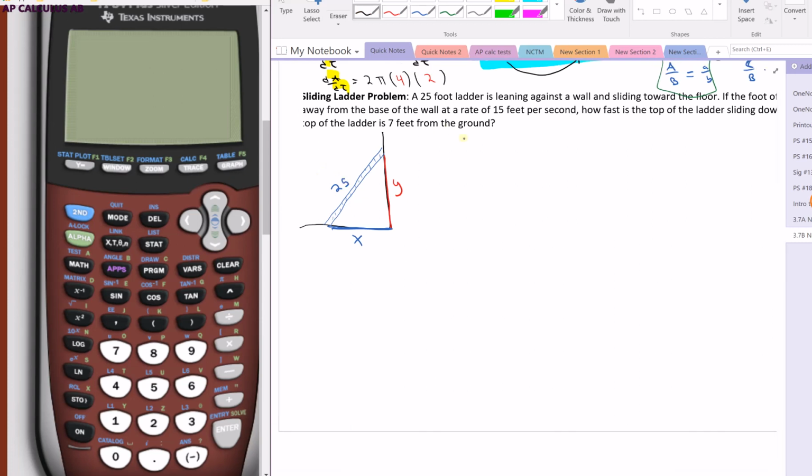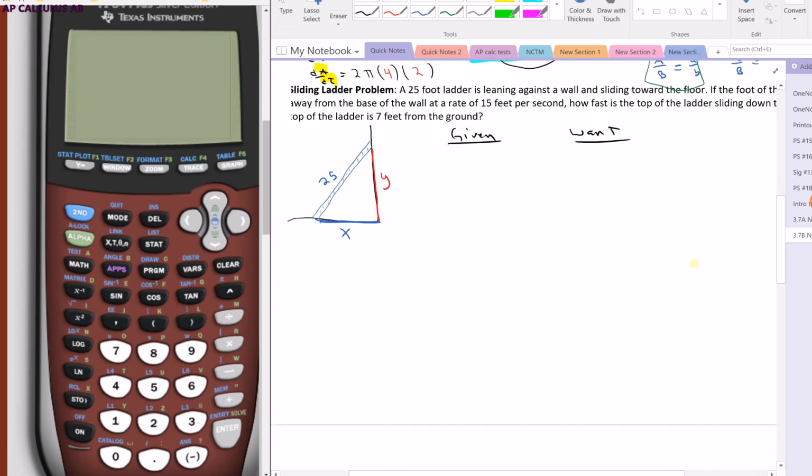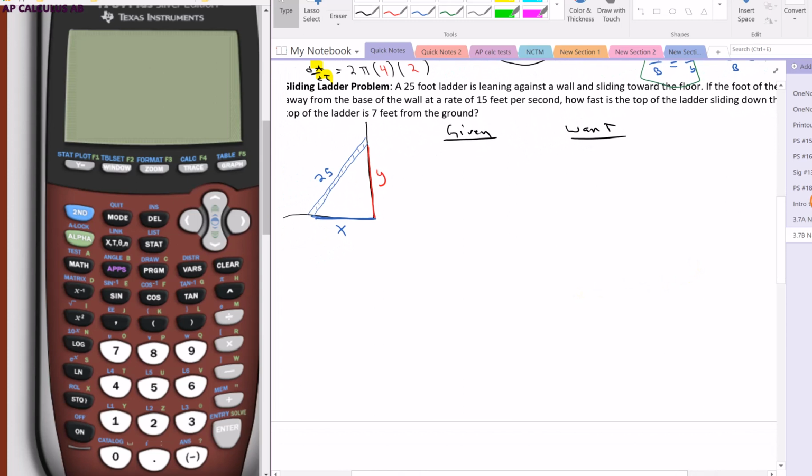What else are we given? And that's right, what do we want? The foot of the ladder is sliding away from the base of the wall at 15 feet per second. So the foot of the ladder is down here, right? It's moving that way at 15 feet per second. So what's changing? That's x is changing, right? The distance from the foot of the ladder to the wall is changing. So dx dt is 15 feet per second.